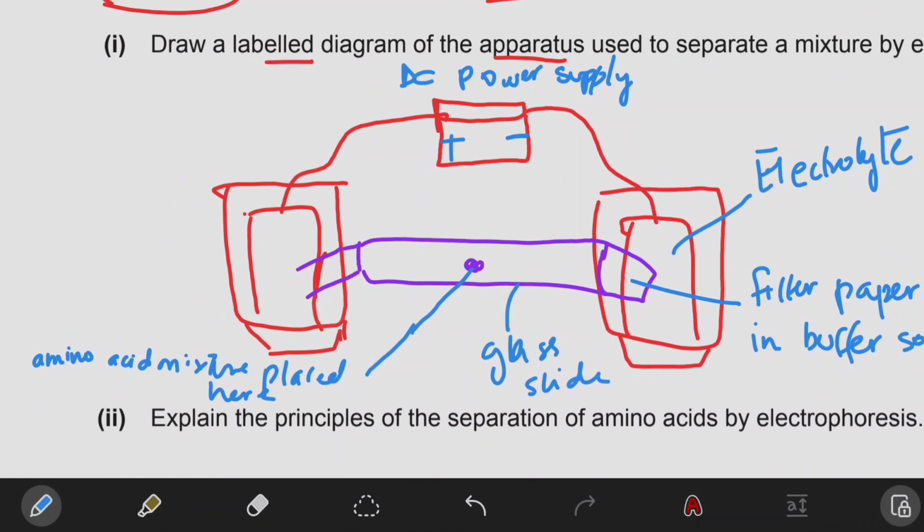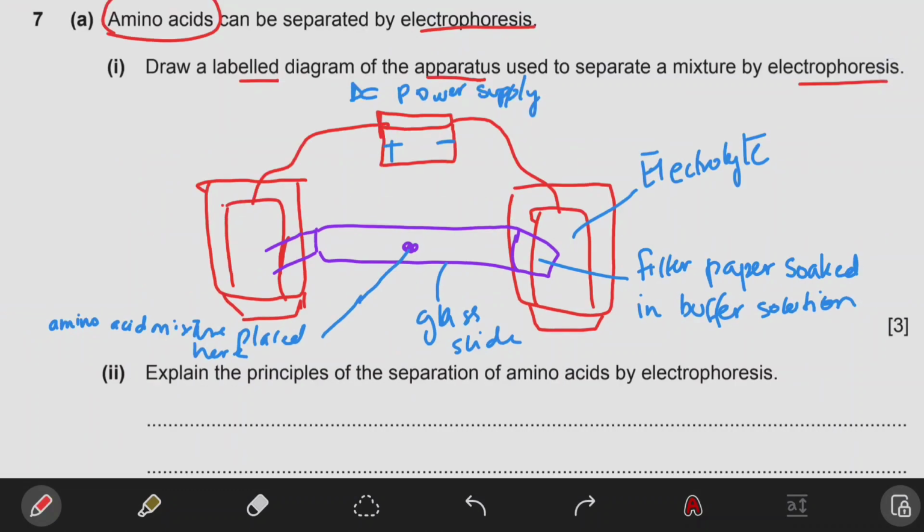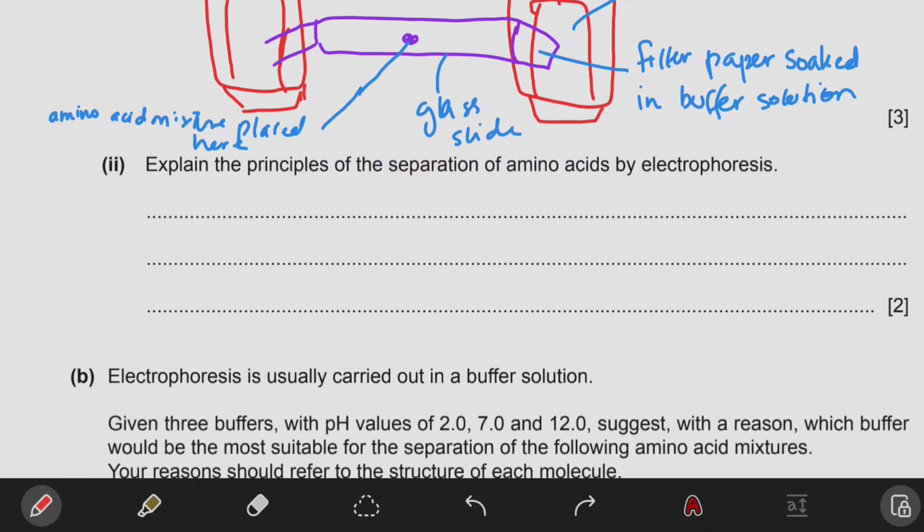Okay, so I've shown the amino acid mixture placed here, and then I've shown the glass slide and the filter paper soaked in buffer solution, and the circuit is complete because these wires are going in, and the electrolyte positive, negative. Okay. Explain the principles of the separation of amino acids by electrophoresis.